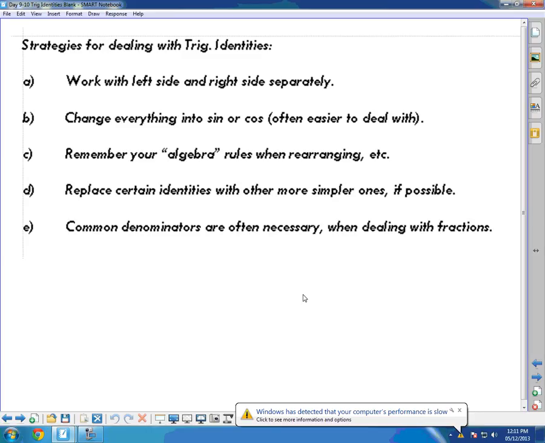Number 2, change everything to sine and cos. It's a lot easier to do this. So if you see a trig identity with tan in it, change it to sine over cos. If you can change it and put it in common things, it's easier to show that the left side is equal to the right side.